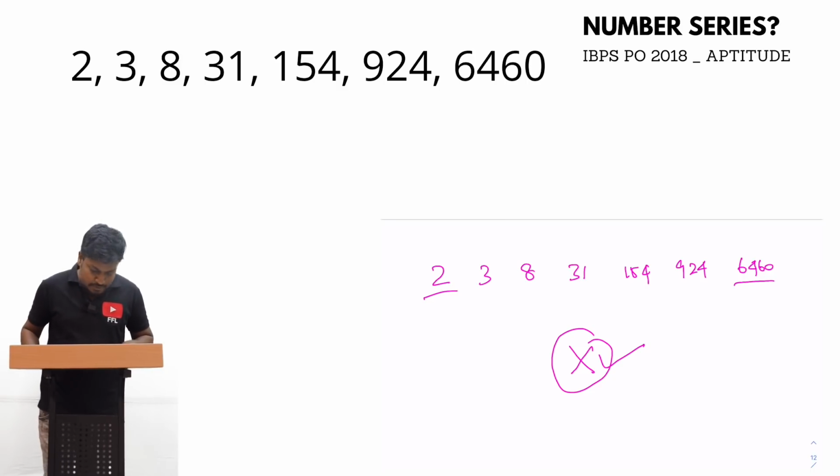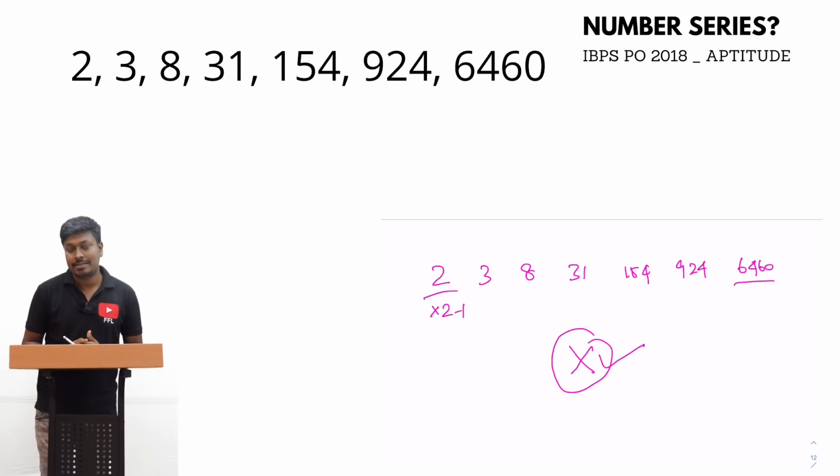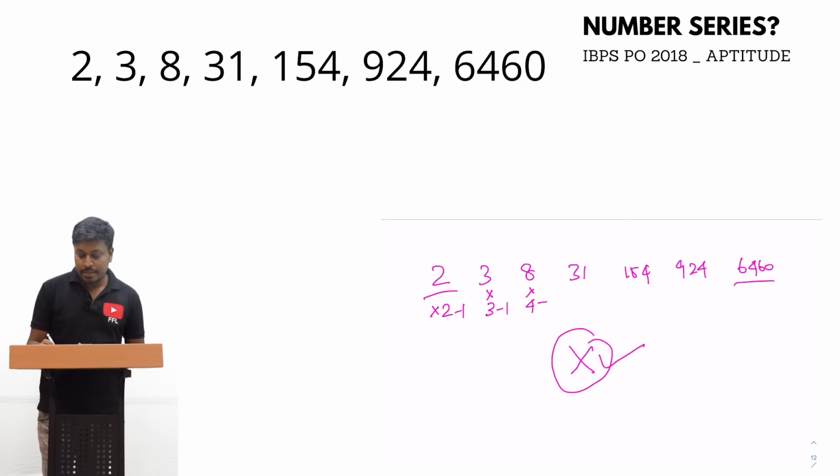Second, so 2, 3, 8, 31. Let me take the first number and second number, 2 and 3. We know that they have used multiplication here. So what I can do here is, I can multiply by 2. 2 times 2 is 4. Minus 1. I'm just checking the possibilities, right? So 4 minus 1 will be 3. Then 3 into 3 will be 9, right? So 9 minus 1 will be 8. I think I found the logic, right? So just see, 8 into 4, 32. 32 minus 1 will be 31.